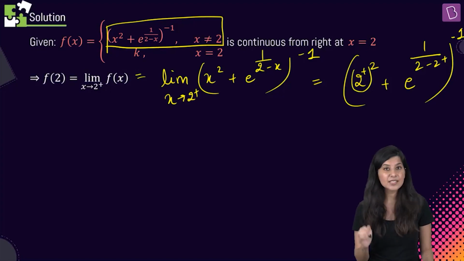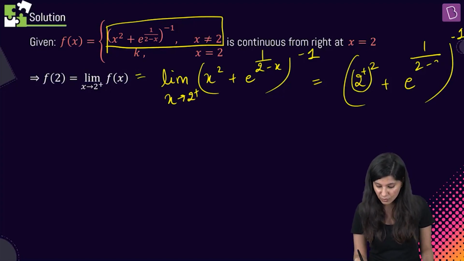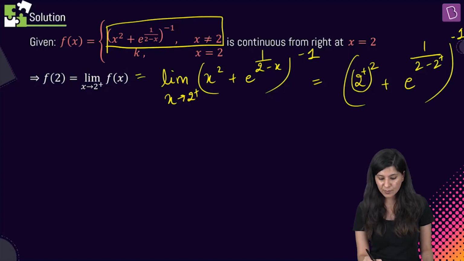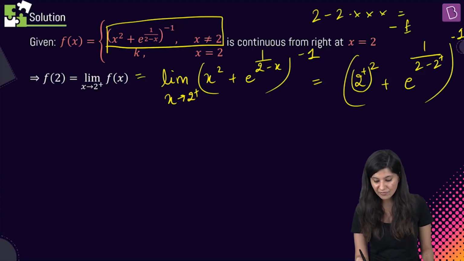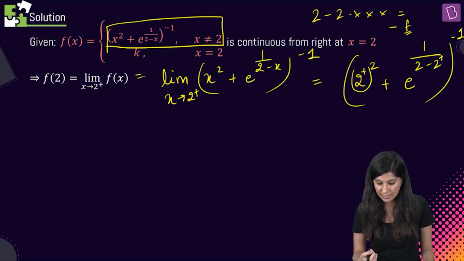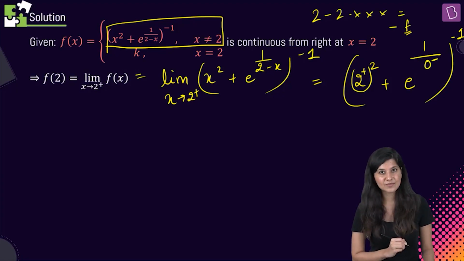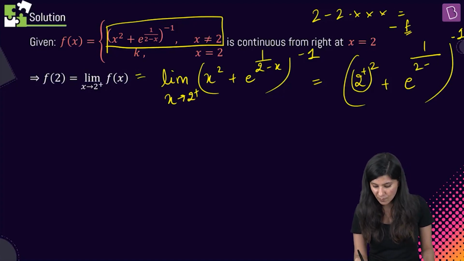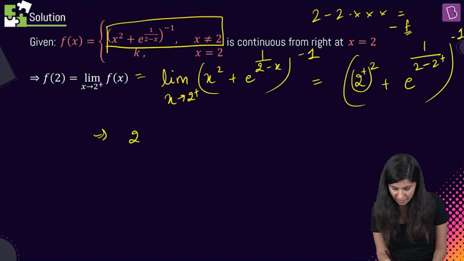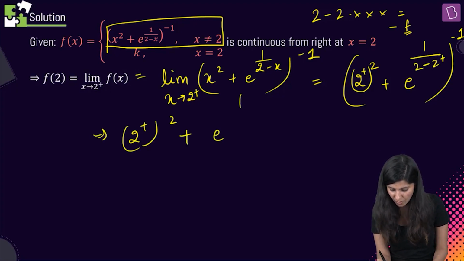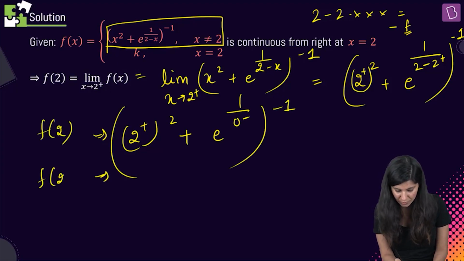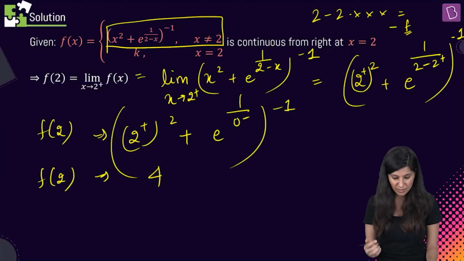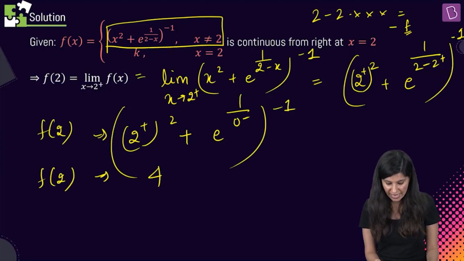Now you tell me, 2 minus 2 plus is what? Here 2 plus is 2 point something, so 2 minus 2 point something is nothing but the negative of some smallest fraction. So this is nothing but 0 minus. So in the next step I'll be writing it as 2 plus whole square plus e raised to power 1 upon 0 minus, and raised to power minus 1. So our expression would be 4, if I apply the approximation, because we are calculating the limiting value, plus e raised to power minus infinity, raised to power minus 1.